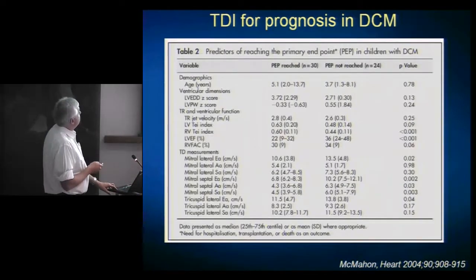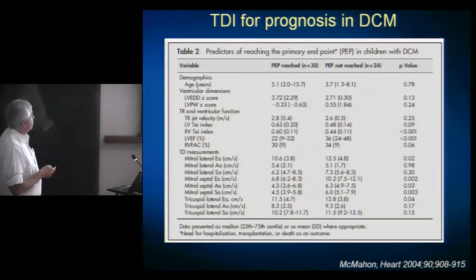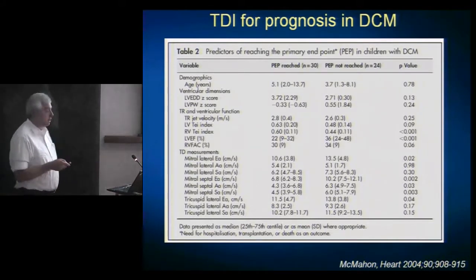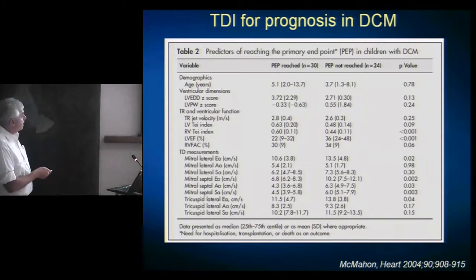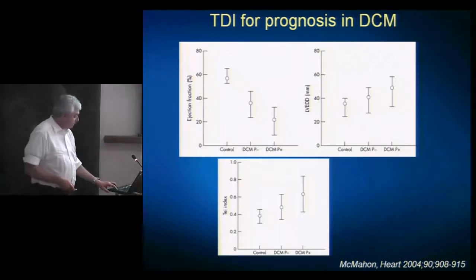So again, those that reached a primary endpoint, and this is death, transplant, hospitalization, that reached an endpoint had lower tissue velocities than those patients with dilated cardiomyopathy that didn't reach an endpoint. And again, the right ventricular parameters were also different.